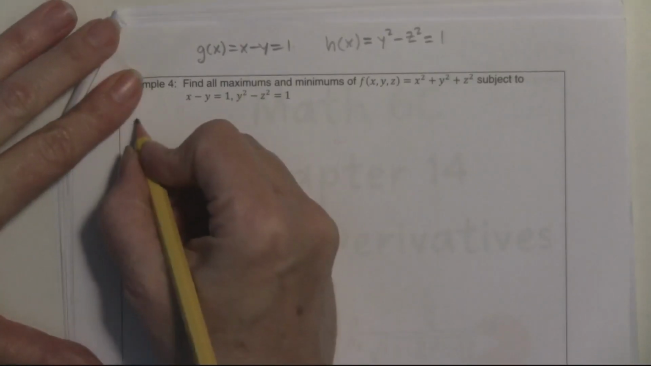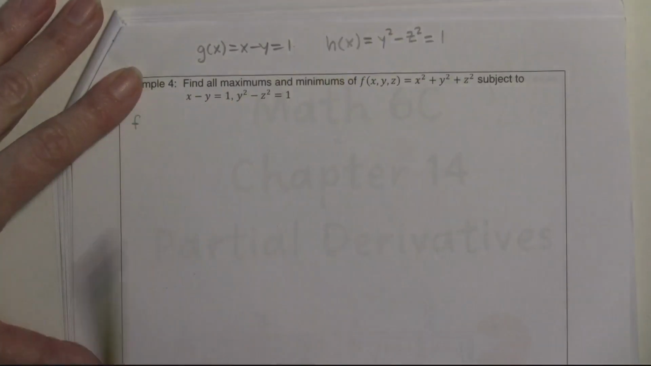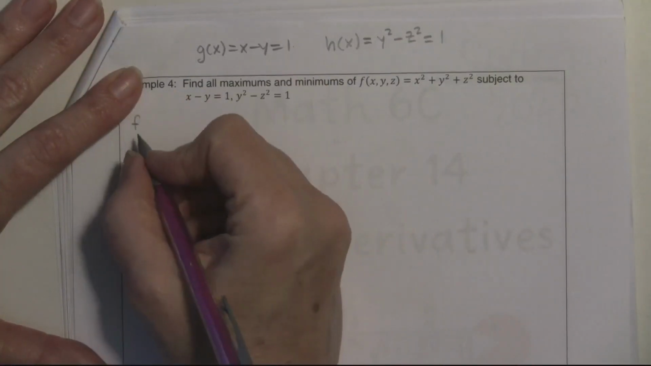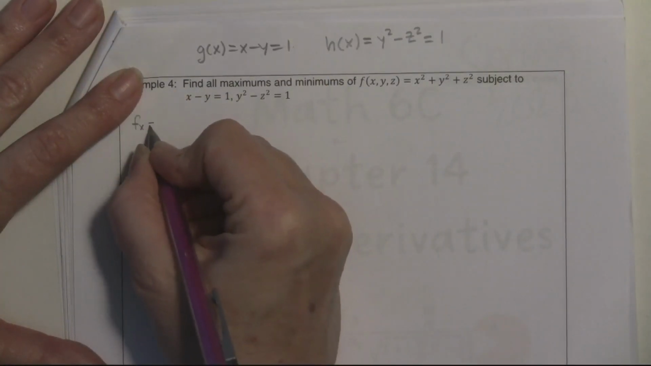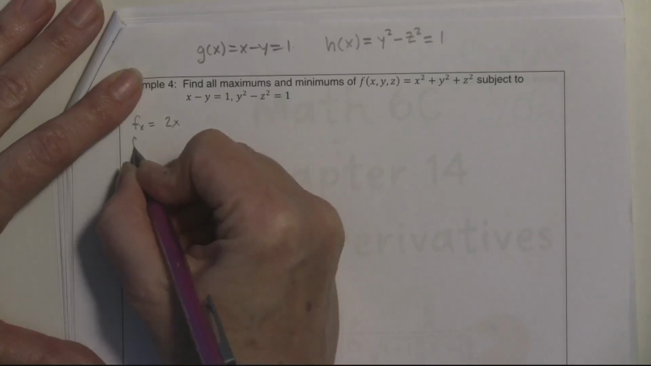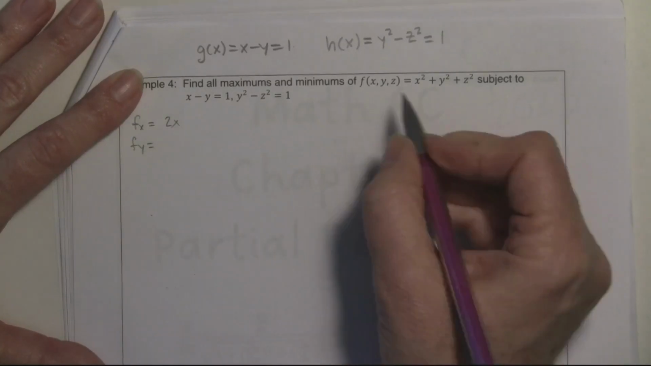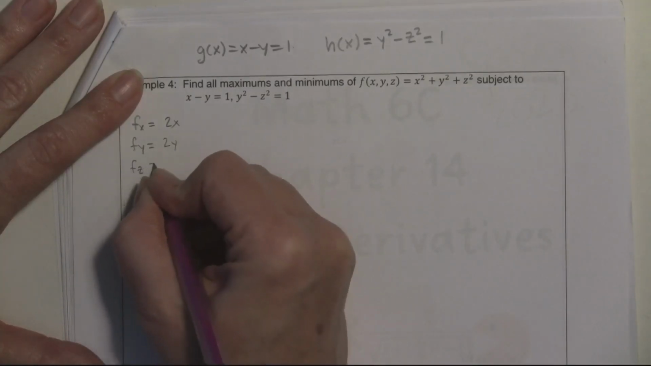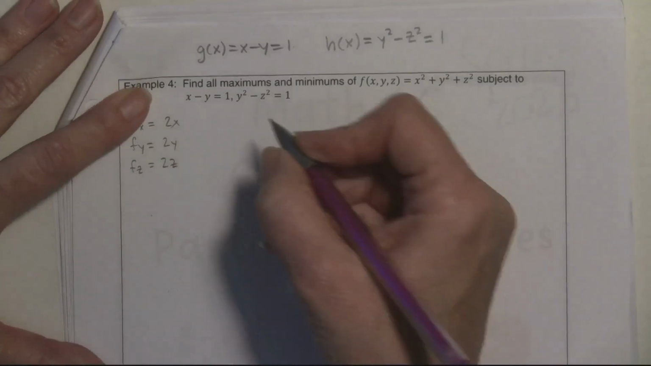Okay, so we're going to do this. Where's my better pencil? Where did it go? How could I have lost it? The gradient of f equals 2x, 2y, 2z.